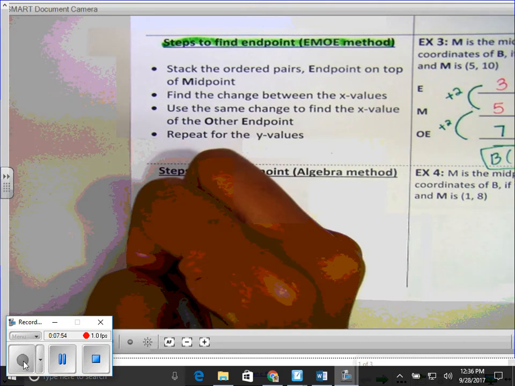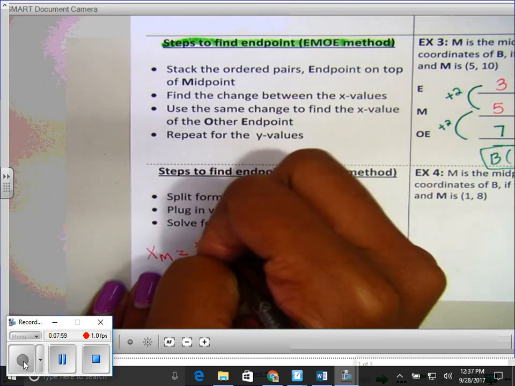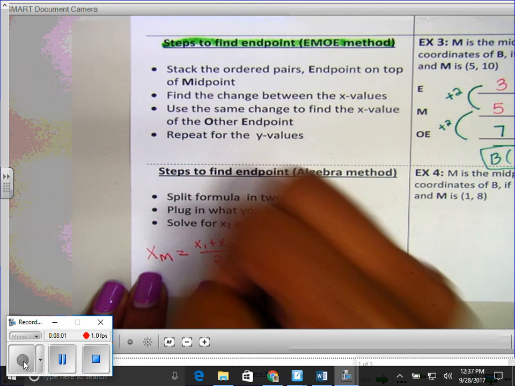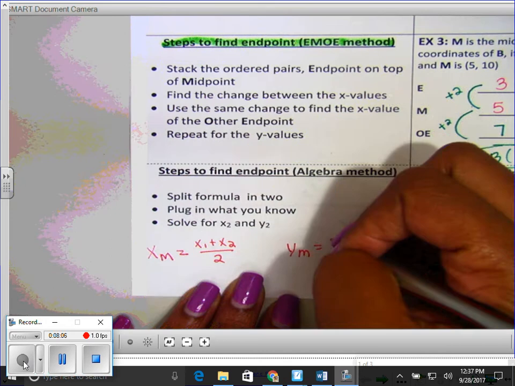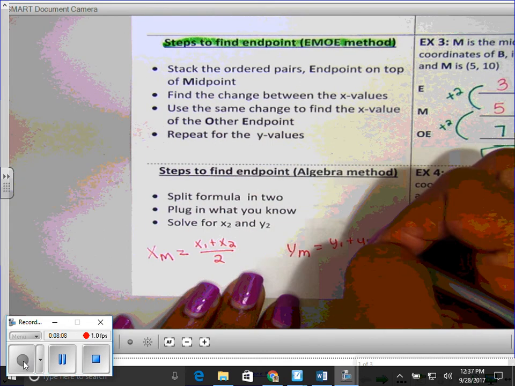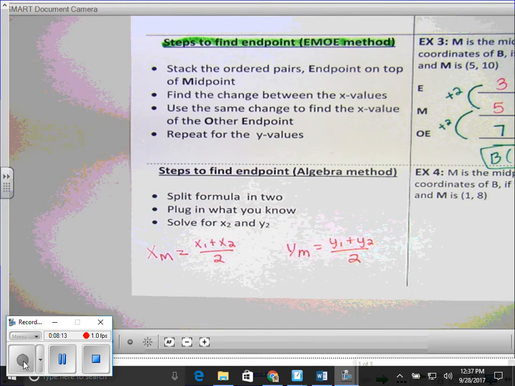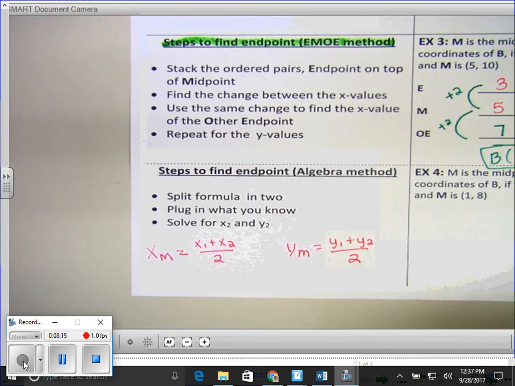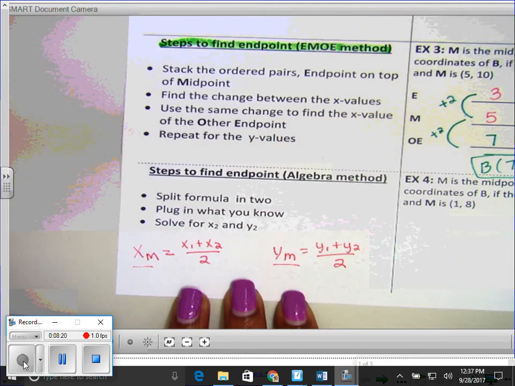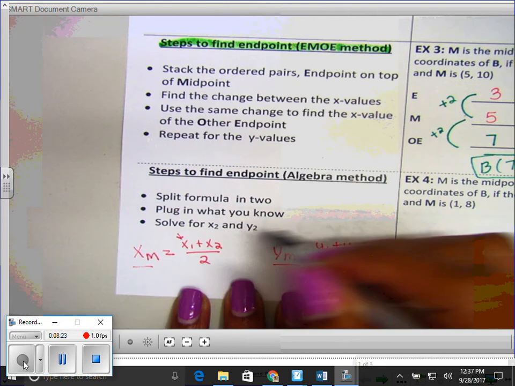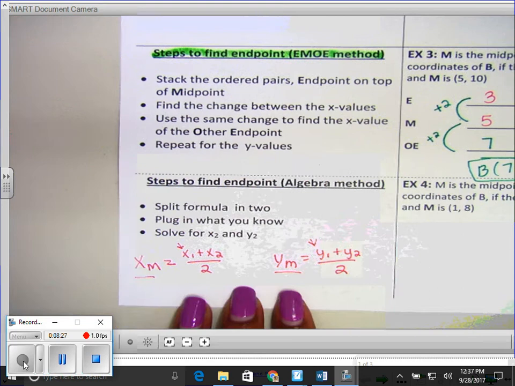So we've got the x of the midpoint is equal to x1 plus x2 divided by 2. And then the y value of the midpoint is equal to y1 plus y2 divided by 2. So that's what I mean when I say we're going to split the formula in 2. And then we're going to plug in what we know. So we will know the value of the midpoint, x and y, and we'll know one of the endpoints, so the x1 and y1 that we can plug in, and then we'll solve for x2.